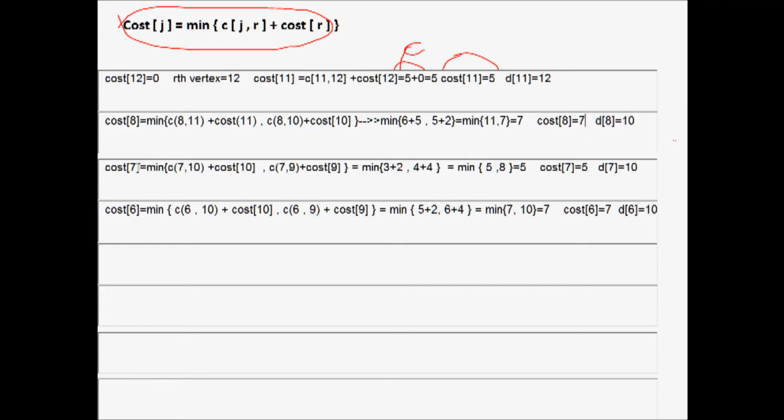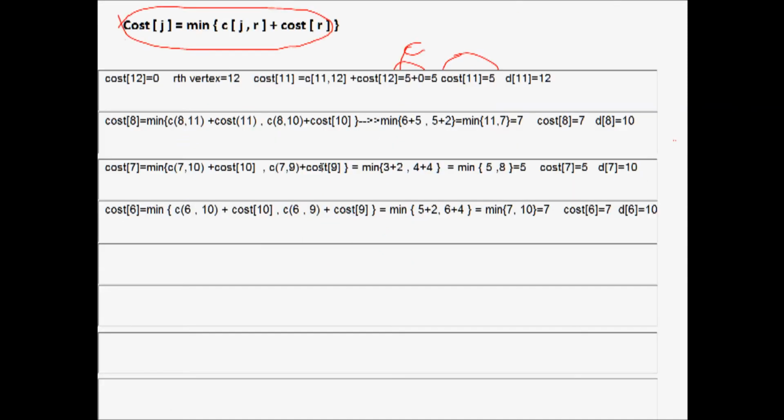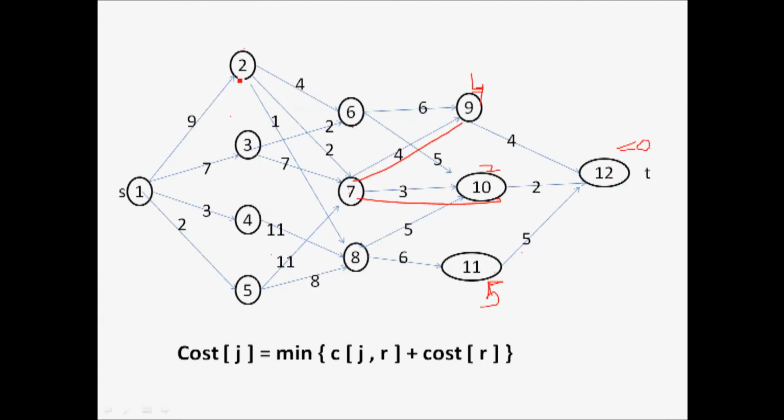Similarly, cost of 7 is again 7,10 and 7,9. Out of these two we have to choose only one. So 7,10 and 7,9 plus including the cost of 10 and 9 into it, we have got minimum cost equal to 5, and that minimum cost is again achieved by vertex number 10. So we write d of 7 is equal to 10 in the D matrix or the minimum path matrix. Similarly for the 6. Now we have reached stage number 1, 2.